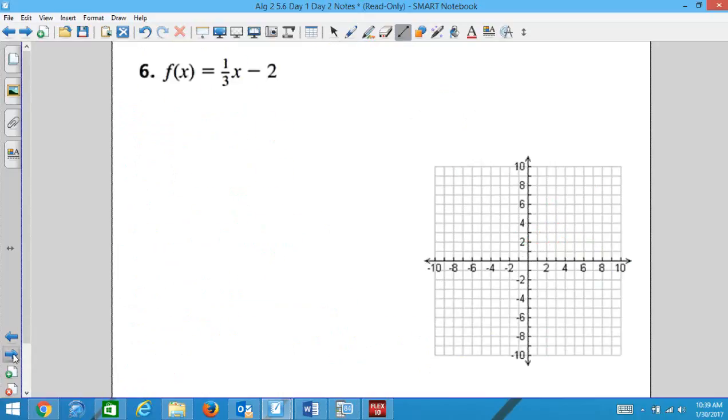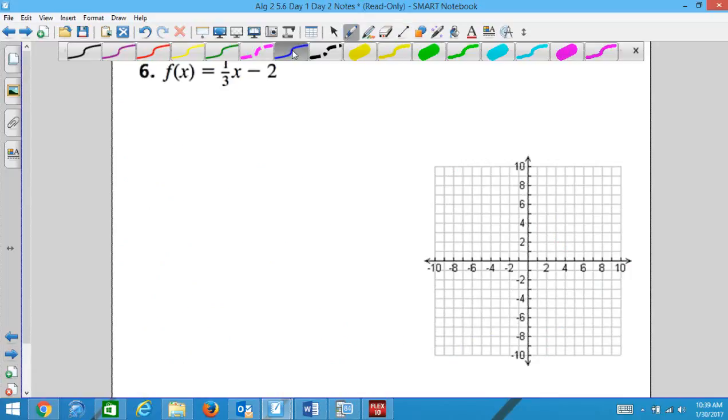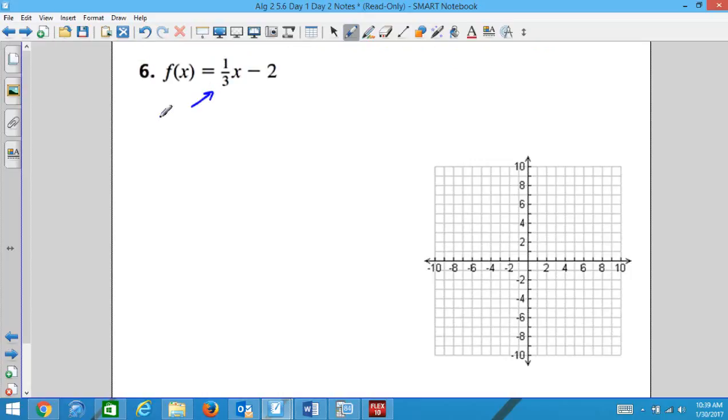All right, last one. I already did it. You want me to teach the class? So I'm going to find my slope of a third and my y-intercept at 0, -2.